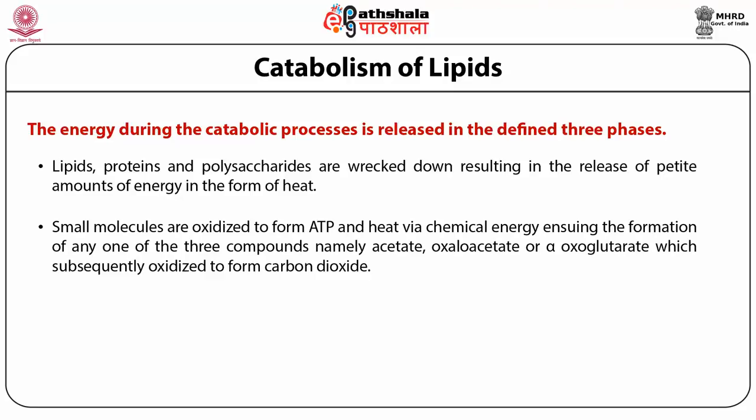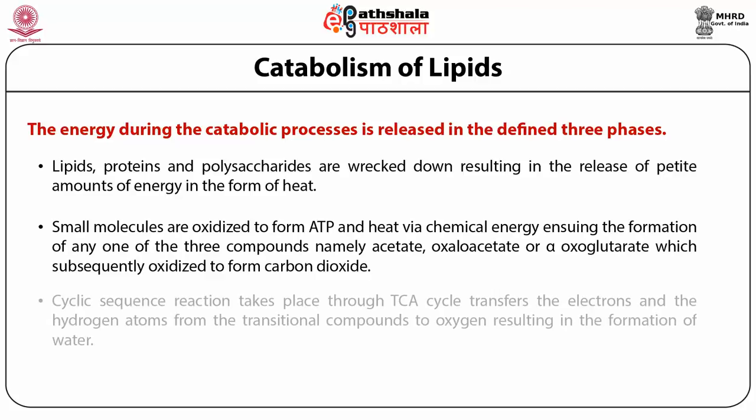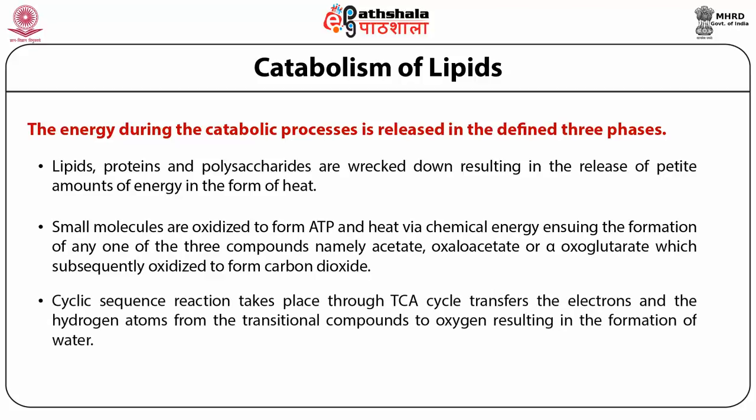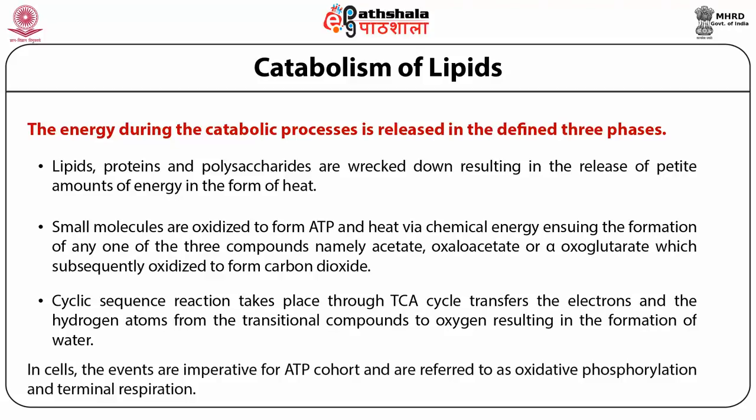The cyclic sequence of reactions in the third phase takes place through the Krebs cycle, which transfers the electrons and the hydrogen atoms from the intermediate compounds to oxygen, resulting in the formation of water. In cells, these events are imperative for ATP generation and are referred to as oxidative phosphorylation and terminal respiration.